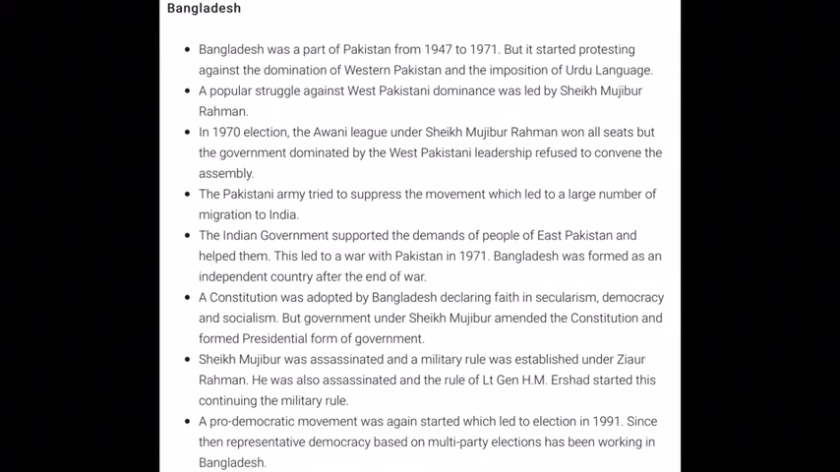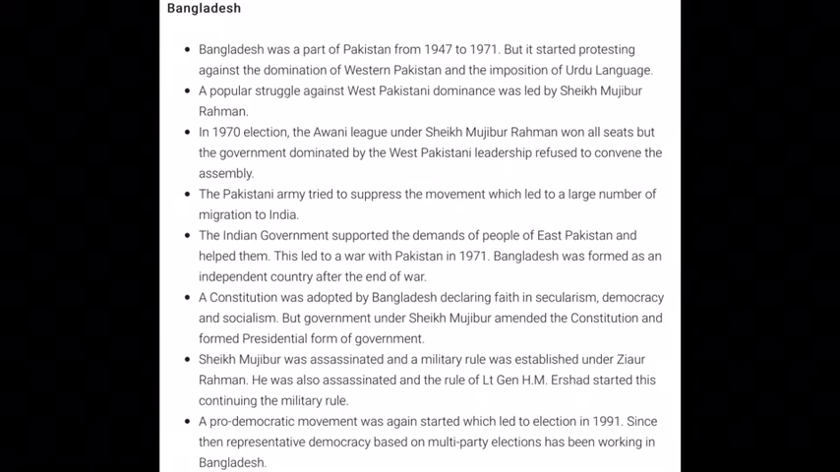And then another military ruler came, whose name was Lieutenant General H.M. Irshad. When he came to power, the people were revolting for democracy, so he gave certain political freedoms to people, and because of this he was elected president for another 5 years. But the pro-democratic movements and protests were so strong that Irshad had to step down in 1990, and new elections were held in 1991.